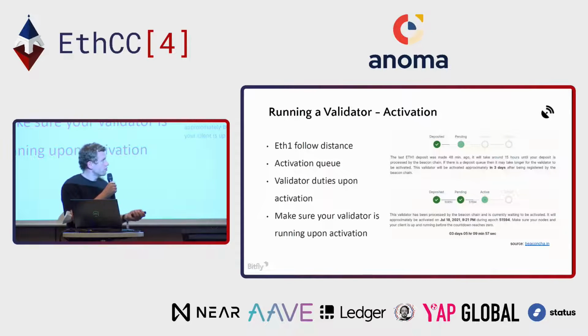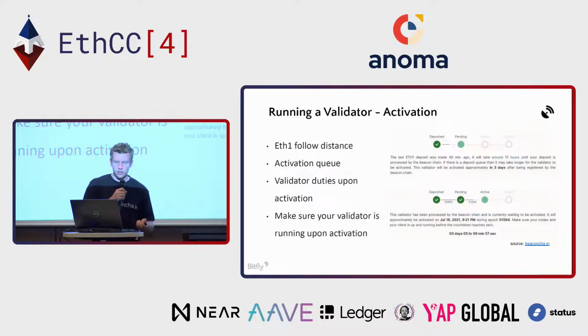And at the bottom, you have a view that it got picked up by the beacon chain, and then you know exactly when it will be activated. So you actually know when to turn on your validator, when to spin it up, and when it should be active and staking so you don't lose any funds. And yeah, you should really make sure that it's active when it reaches the set epoch, the activation epoch.